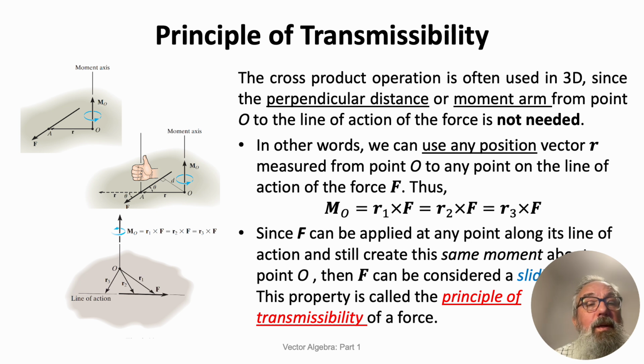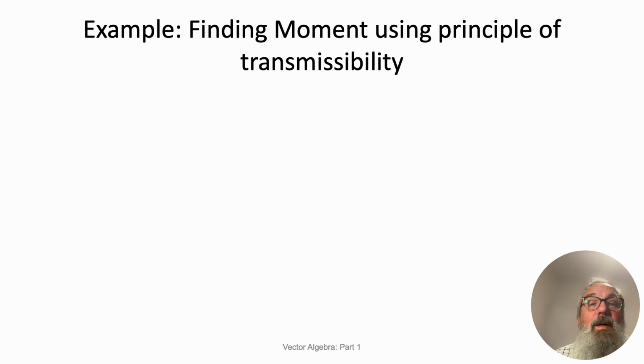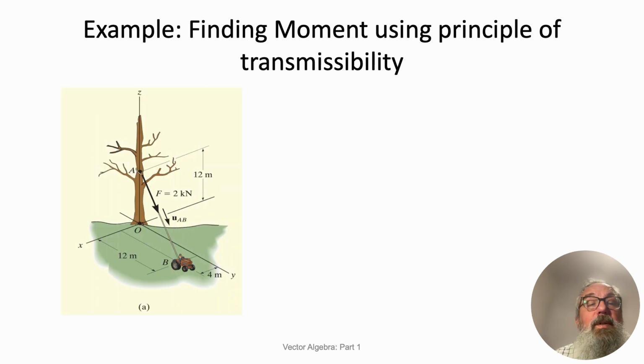There's one further point of it, that F actually doesn't need to be in a single position. F can be a vector along the line, whether it's here or whether it's here. It can be moving along there. So we can sometimes call it a sliding vector. But the whole thing, that we can use different points, and F is a vector in any position, is the principle of transmissibility. Let's have a look at an example of using the principle of transmissibility.